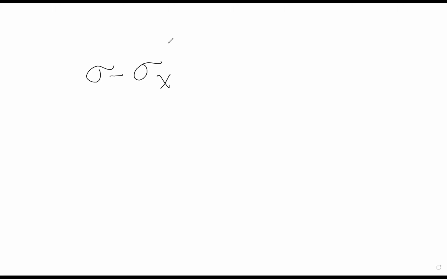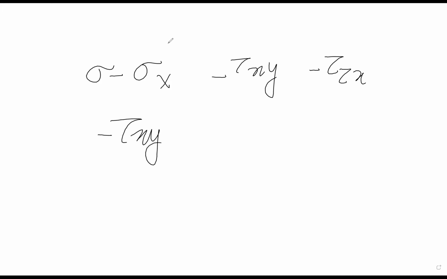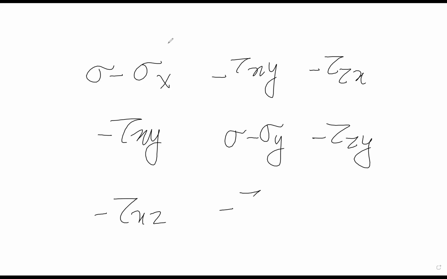Sigma minus sigma x. Then there is tau minus tau xy. Then minus tau zx. Similarly, in the second equation, we have minus tau xy plus sigma minus sigma y, then tau zy. In the third equation, what we have? Minus tau xz, minus tau zy, then plus sigma minus sigma z.